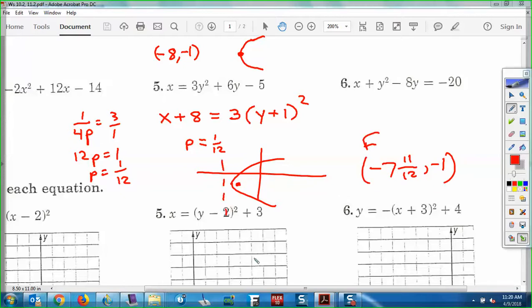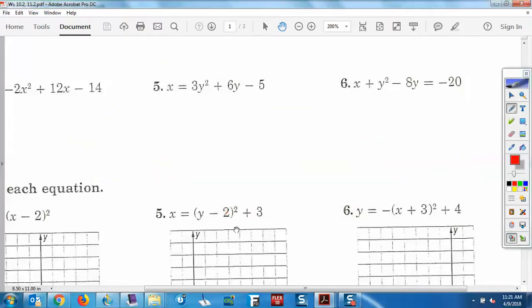And your directrix would be back here. That would be from -8. It'd be another 1/12. So that'd be x equals -8 and 1/12. That'd be your directrix. And your axis of symmetry would go right through there. That'd be y equals -1. Your axis of symmetry. Okay.